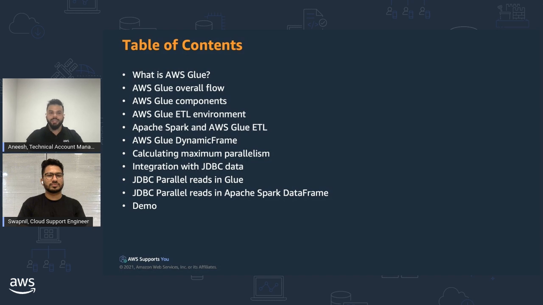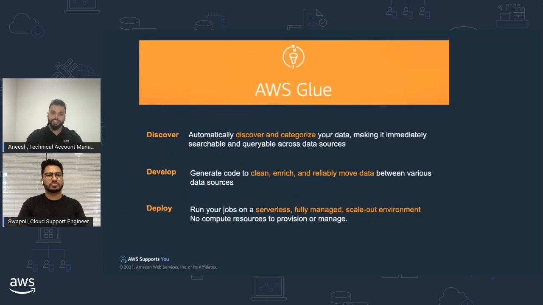In the next section, Swapnil will be talking about integration with JDBC database sources and the benefits of parallel reads. He'll be then talking about how to calculate the maximum parallelism. And in the end, we'll be going through a demonstration with the sample ETL jobs and to figure out how we can optimize the ETL job runs. So let's move on to the next section.